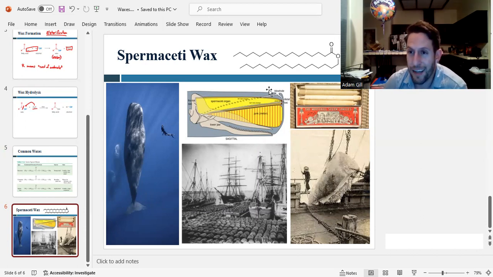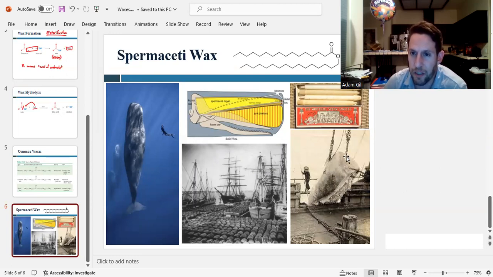Now, what's really sad is hundreds of years ago, this wax was considered really useful for making candles and oil lamps, also for perfumes and cosmetics. And these whales were hunted almost to extinction just for the wax that they produced in their head. So one adult sperm whale could produce something like 500 gallons of spermaceti wax.